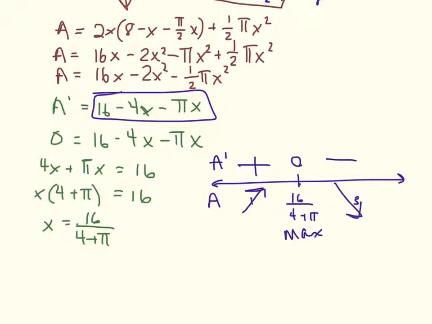All right, and if you remember correctly, they only asked for the radius, and our radius was labeled with an x. So the only thing we needed to do was find our x value, which we did. We don't have to plug that back in and find any other dimensions.